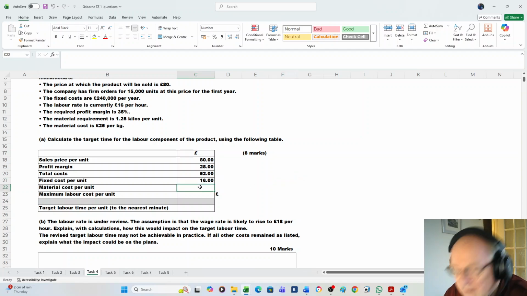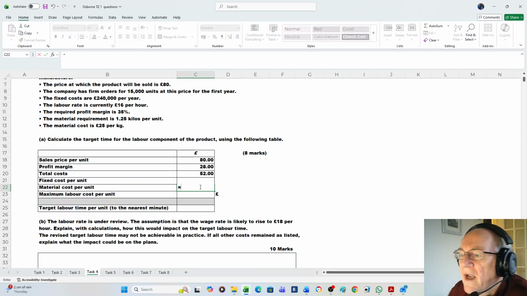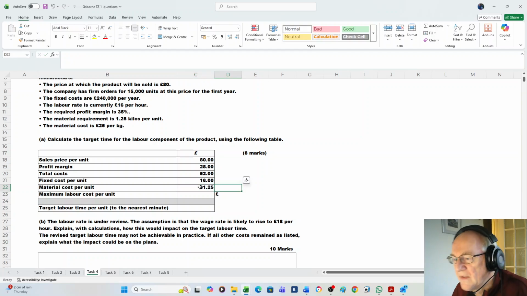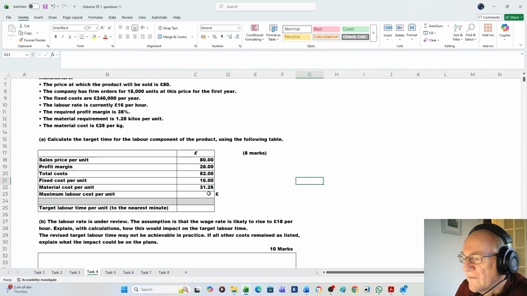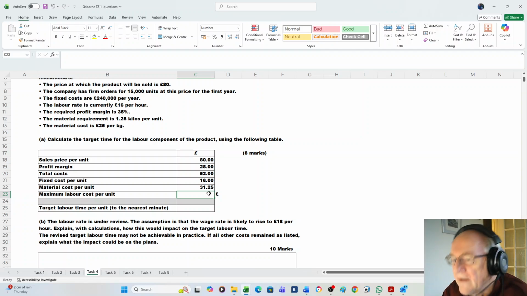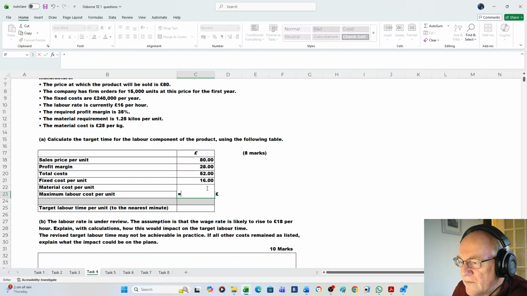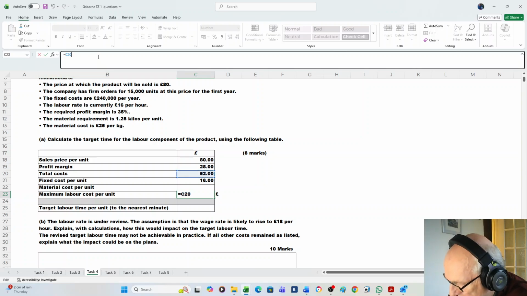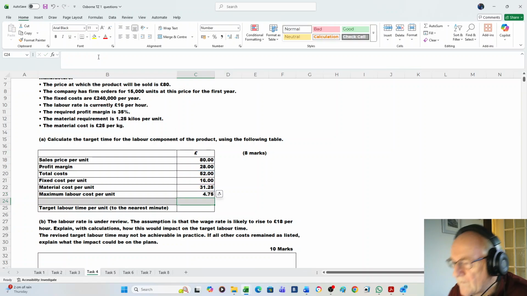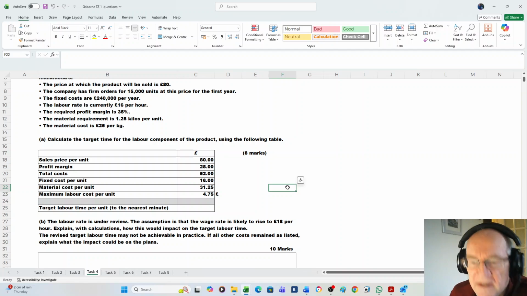The material though is likely to be a bit more accurate, and it is 1.25 kilos at £25 each, £31.25. So if they were going to get their 35% margin, it will be C20 minus, £4.75 maximum labour cost, and we need to turn that into minutes.